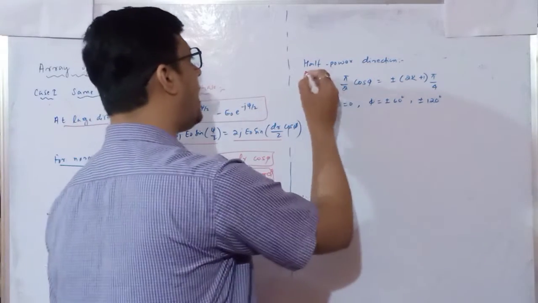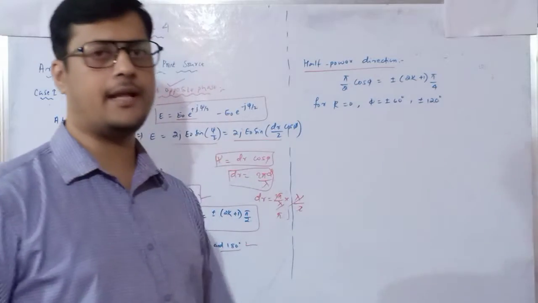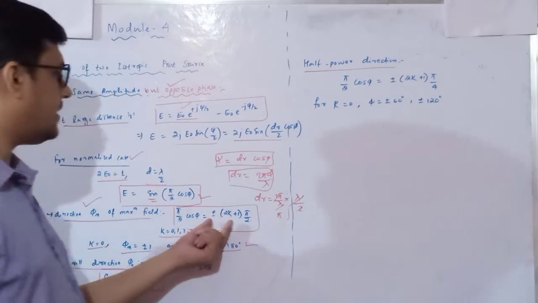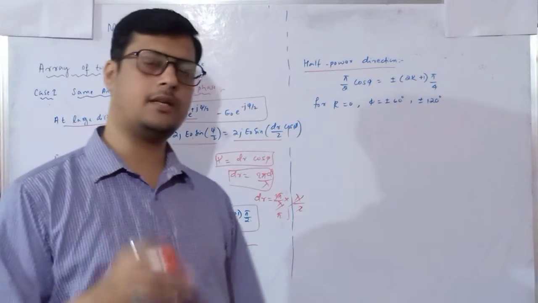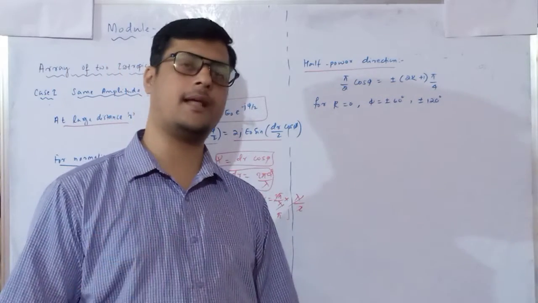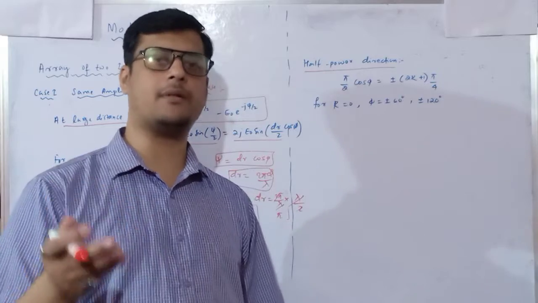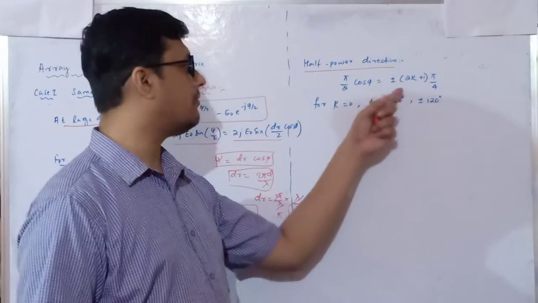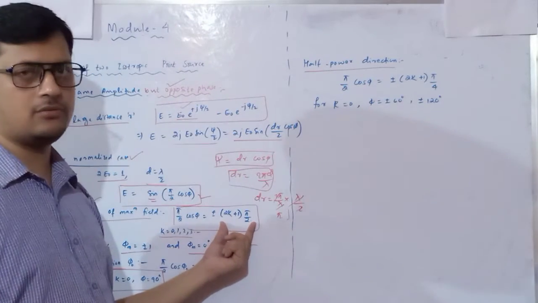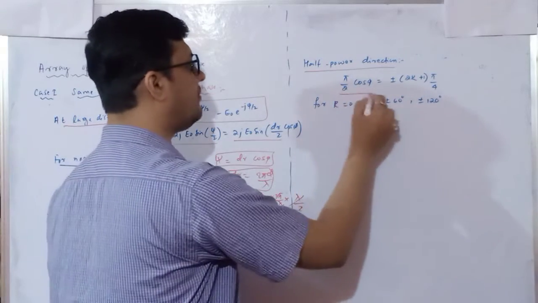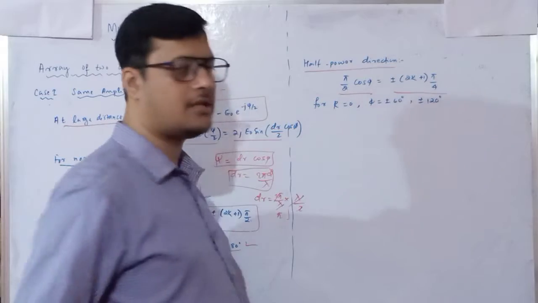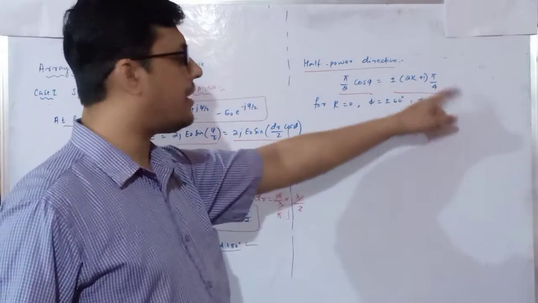Now if it is a half power direction, half power direction means, as we have represented 2k plus 1 pi by 2, make it half. So it is a half power direction. Half power direction means (2k plus 1) pi by 4. So you have to divide this whole component by 2, so that you will get your half power direction. So pi by 2 cos phi equals plus minus (2k plus 1) pi by 4.